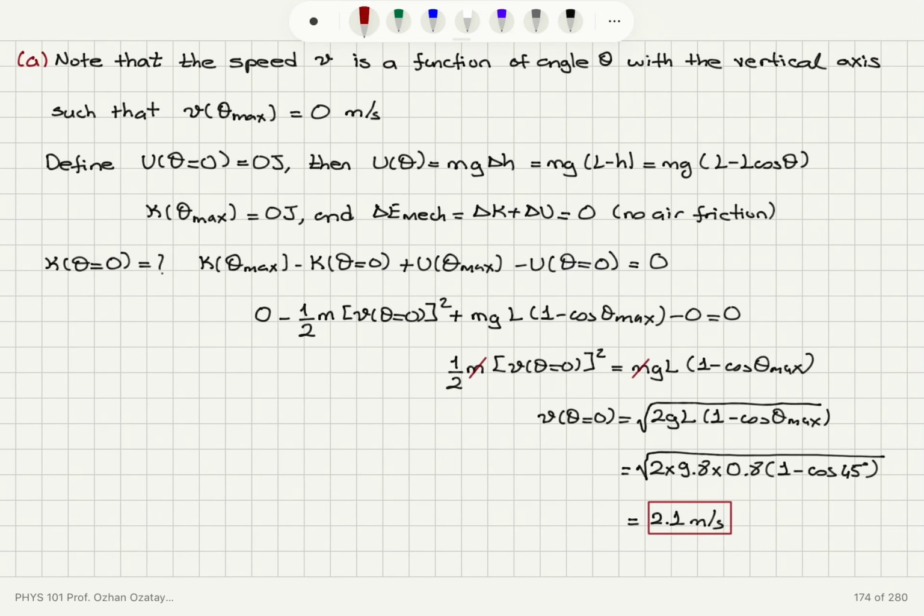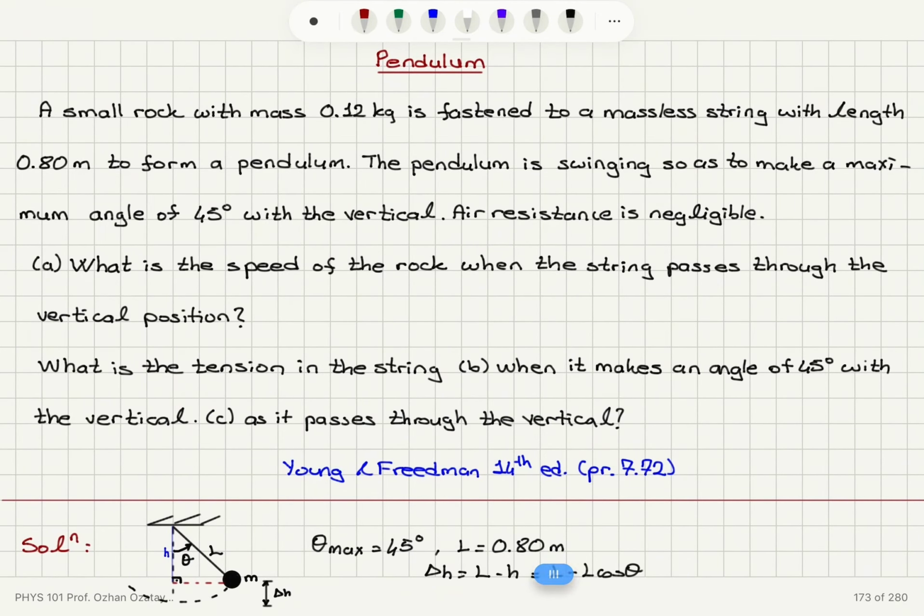Okay, so in this problem we're talking about a simple pendulum. A rock with mass m is attached to a massless string with length L, and there's a maximum angle that this string will make with respect to the vertical axis. We want to know the speed of the rock when it passes through the vertical position. We want to know the tension in this position and the tension at the maximum angle.